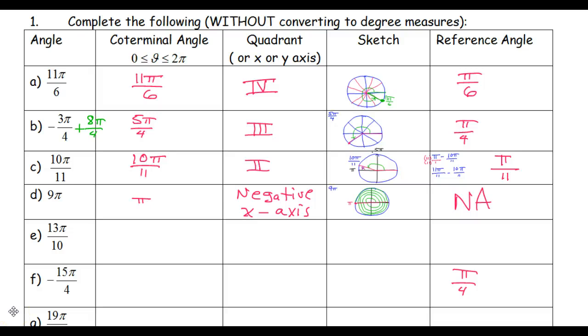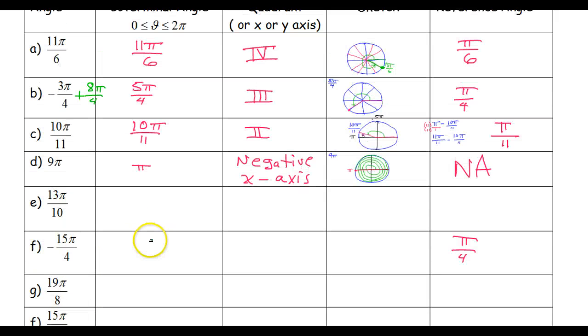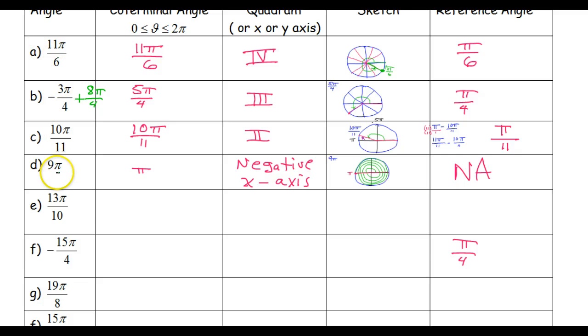Alright, in this video we will continue exploring and practicing finding coterminal angles and reference angles, and along the way we'll be doing sketches and seeing what quadrant we land in. We've already done the first four, so in this video we'll do these last four examples. If you wanted to see how I got any of the first four, go back and watch the other video.